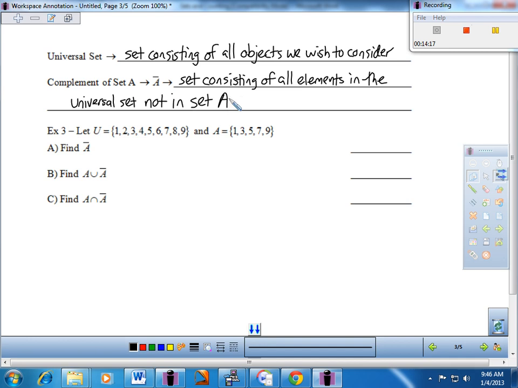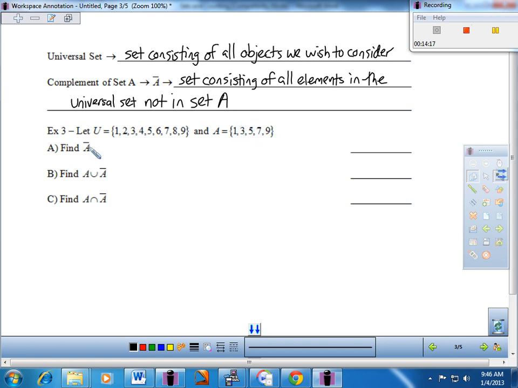So first of all, example 3, I have my universal set. That's what this is. And we'll just do 1 through 9 on those digits. It's just easy to use. And so these are all the elements that we wish to consider, the digits 1 through 9. And then if I define set A, it looks like as the odds, 1, 3, 5, 7, 9.